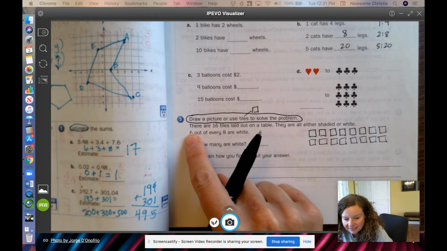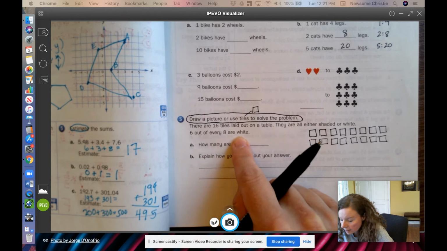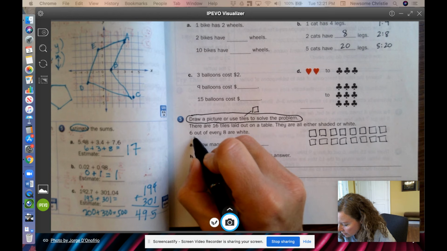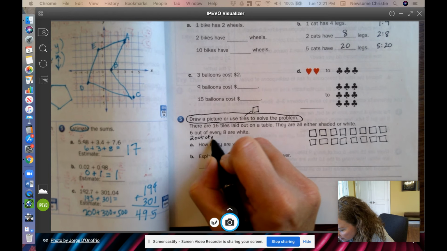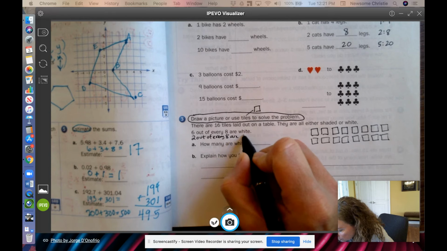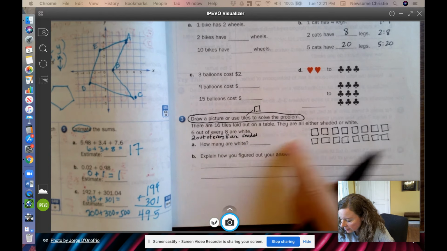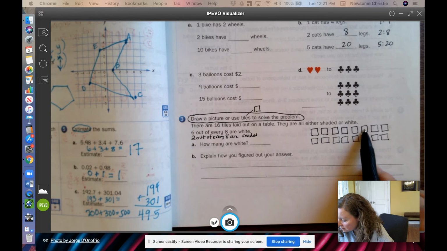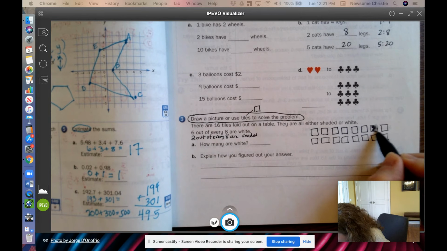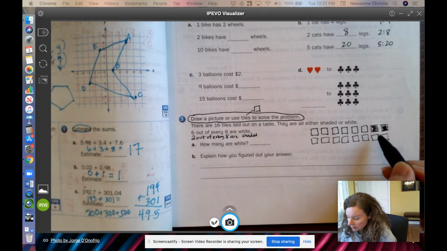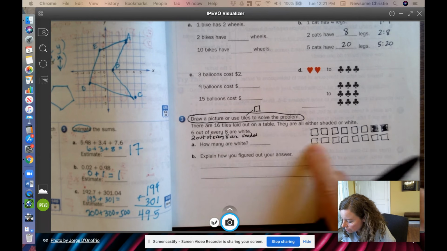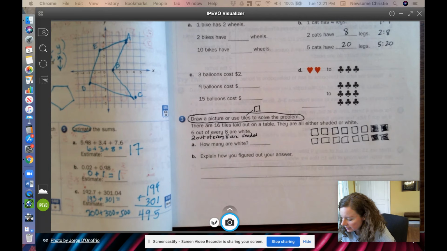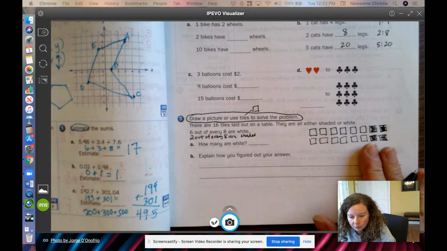And it says 6 out of every 8 are white. Now, if you think about that for a minute, 6 out of every 8 are white, which must mean that 2 out of every 8 are shaded. And kind of think about the rest of it. They're shaded or white. So if 6 out of the 8, so let's think about that. 1, 2, 3, 4, 5, 6 are white. That means these last 2 in this group of 8 must be shaded. And then we have another one. Here's another group of 8. 6 are white and 2 are shaded. So think about how that story went and how we drew that.